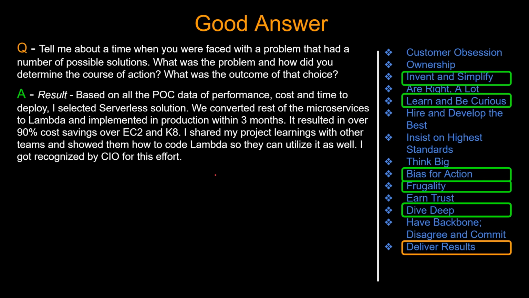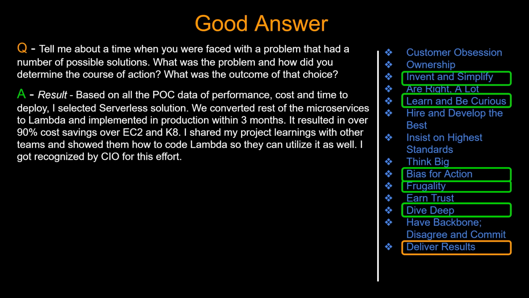Based on all the POC data of performance, cost, and time to deploy, I selected the serverless solution. We converted the rest of the microservices to Lambda and implemented in production within 3 months. It resulted in over 90% cost savings over EC2 and Kubernetes. I shared my project learnings with other teams and showed them how to code Lambda so they can utilize it as well. I got recognized by the CIO for this effort.